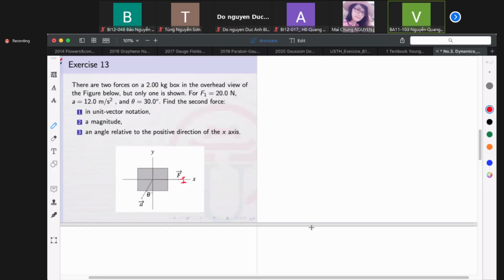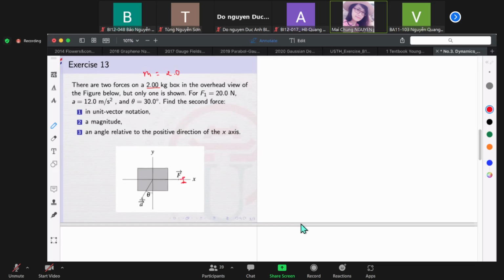Wait, hang on. So in this exercise, we consider an object here, right? We know the mass of the object is 2 kilograms, right? In the overhead view, we have F1 here below the horizontal axis, right? We already know the magnitude of F1 is 20 Newton, right?